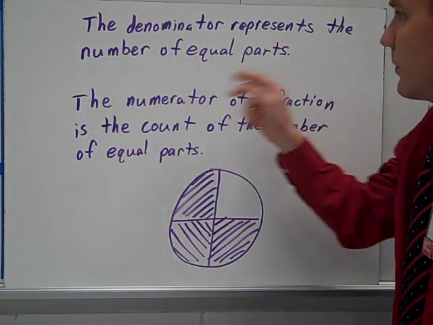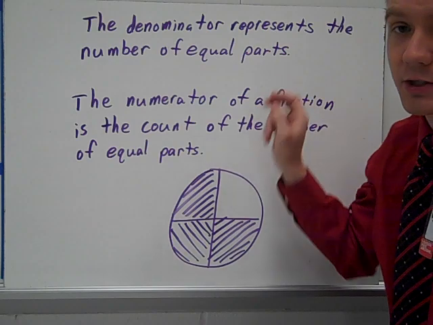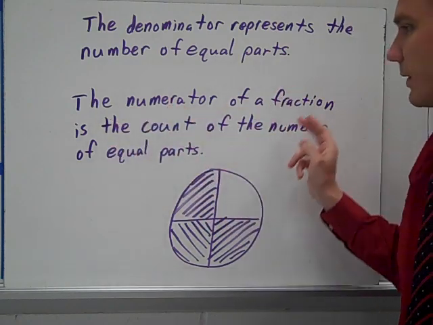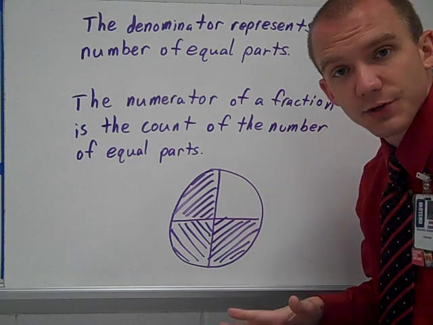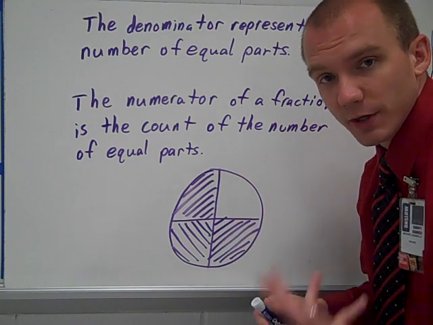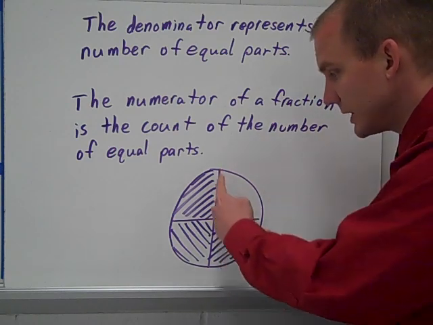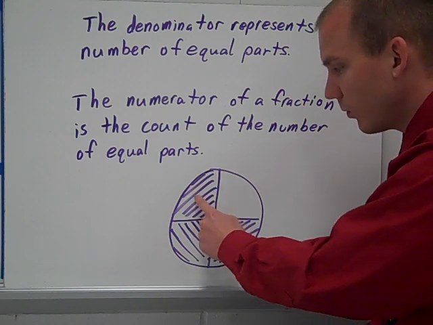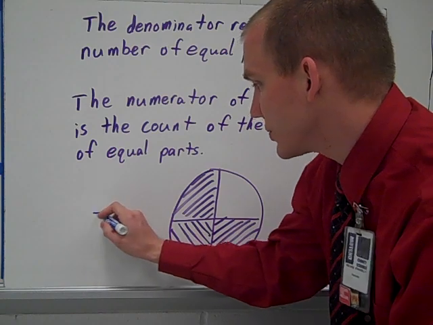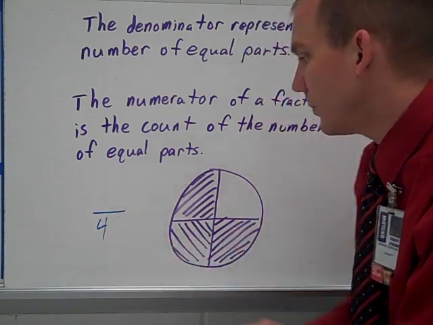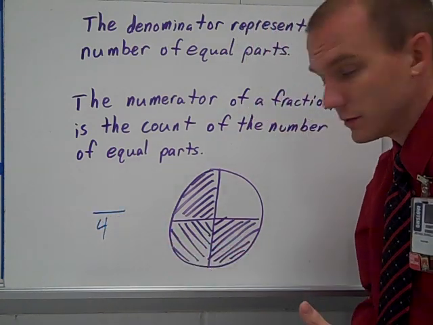The denominator represents the number of equal parts in a fraction, and the numerator of a fraction is the count of the number of equal parts. So say you're given this picture here, and you want to write it as a fraction. The first thing you do is you see these lines in the sections, and you count 1, 2, 3, 4. That's my denominator, or the bottom of my fraction. So I put a 4 on the bottom. Means I'm talking about fourths.